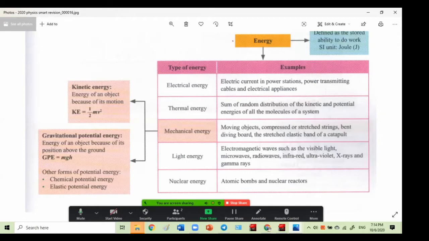All right, so Noah, what is the formula of potential energy? mgh. Can you remember? What is the formula of kinetic energy? Half mv squared. Can you remember or not?